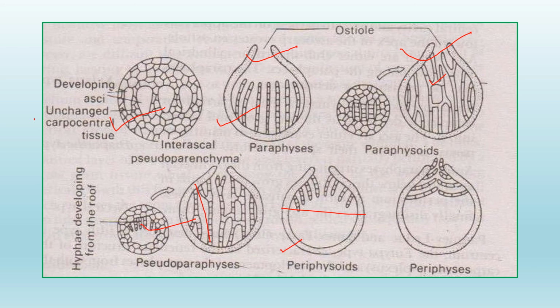After fruiting bodies, then sterile thread-like structures. There are 7 types, but mainly in Ascomycota we can find only 6 different types, that is, interascal pseudoparenchyma, paraphysis, paraphysoids, pseudoparaphysis, periphysoids, and periphysis.